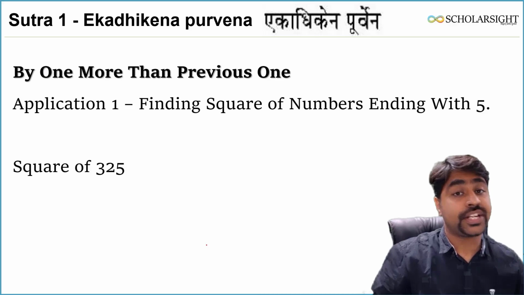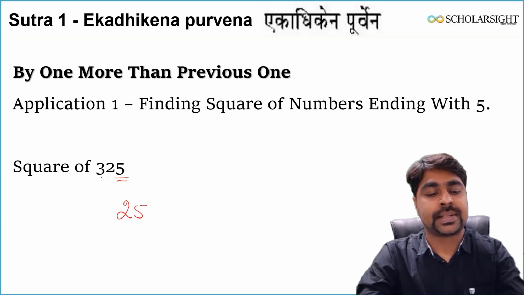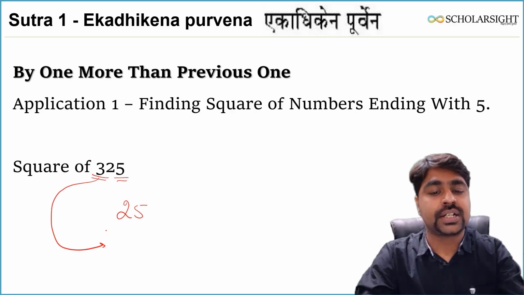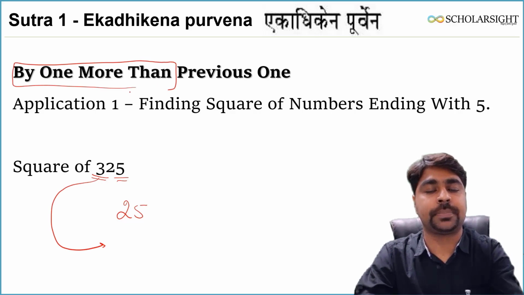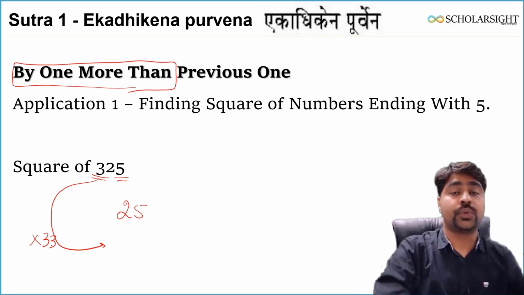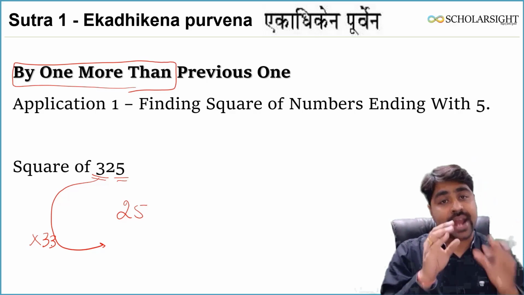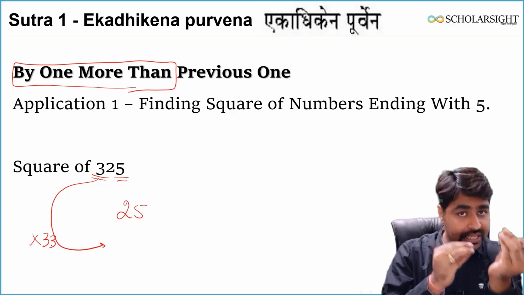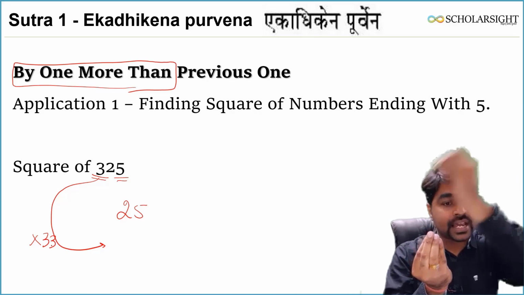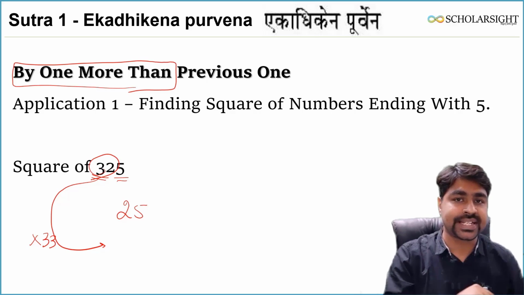Now 325, using the same logic, 5 square 25, the multiplication of the previous one here by the next one, by one more than the previous one, that is 33, right? So how do we do that? See, 32 into 33 we have to do using the same logic. Write 33 as 3 into 11. Okay, 11 you have got, 3 you have to multiply by 32, right? So 3 into 32 would be 96, right?